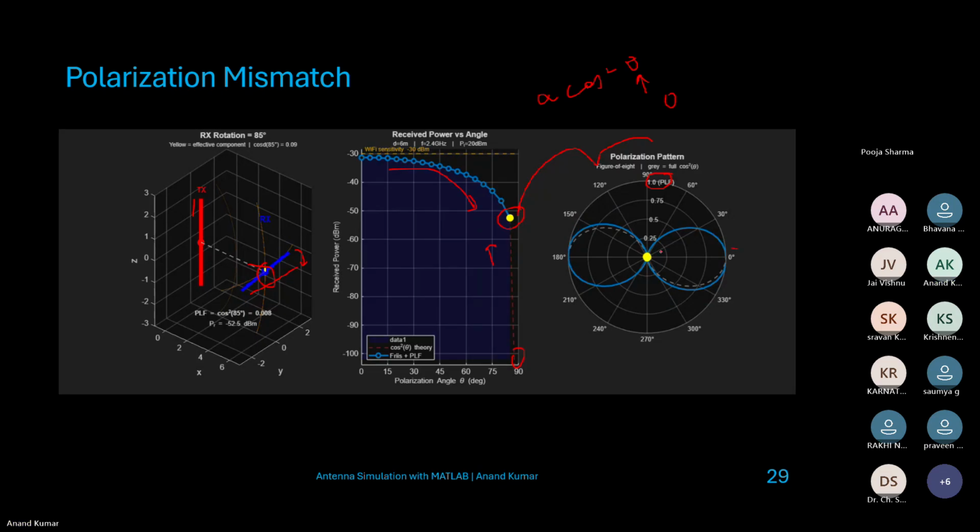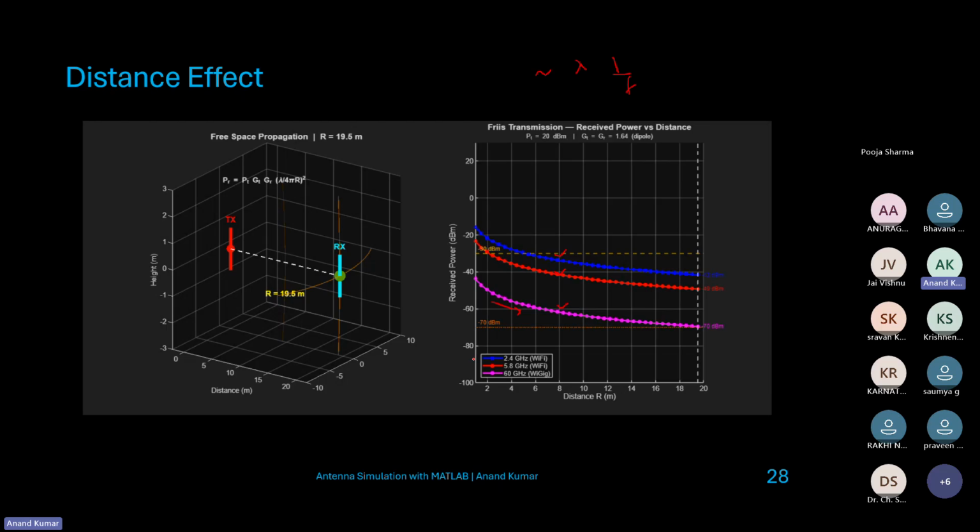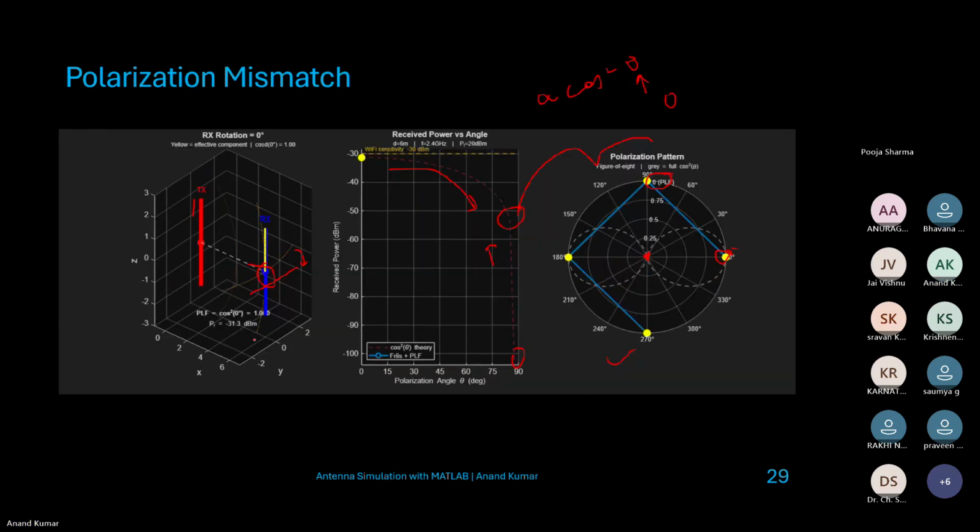The polarization loss factor is maximum at 90 degrees, and so the polarization loss, so the received power, is zero at 90 degrees, but it's maximum at 0 degrees, and then it's zero at 270 degrees and so on. So this is what this pattern shows. So if you run the script again, it becomes zero at 90 and 270 degrees.